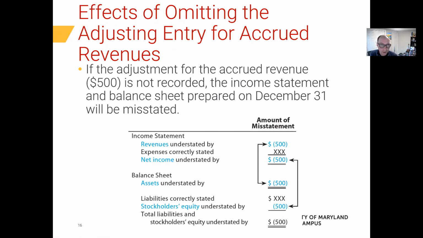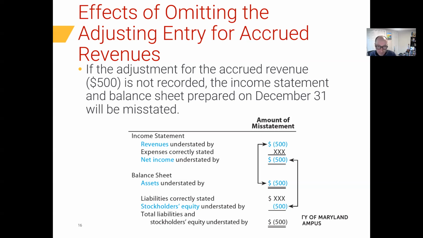So how do adjusting entries affect something like accrued revenues? Excellent question. In this example, we can see how accrued revenues can have an impact on our reports. In this example, we did not yet record revenue that was earned, okay? We have not yet made the adjusting entry.